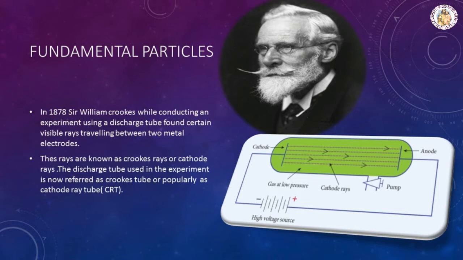There is a side tube which is connected to a pump. The pump is used to lower the pressure inside the discharge tube. Do you know, when electricity passes through air, it removes electrons from the gaseous atoms and produces cations. This is called electrical discharge.